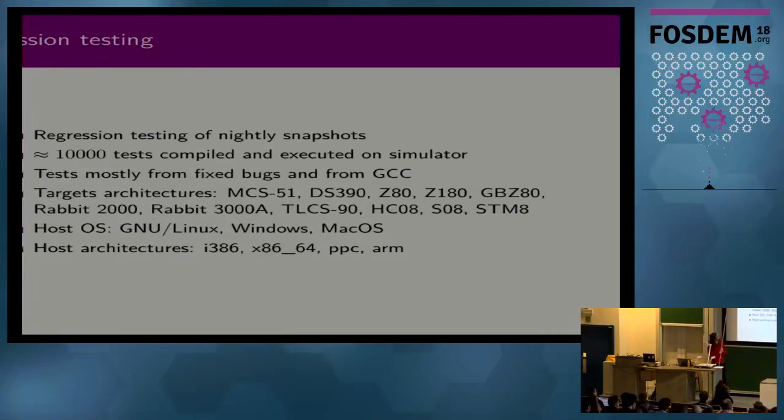Now, SDCC does regression testing on 90 snapshots on various host architectures and on target architectures. It's about 10,000 tests. Many of them are from fixed bugs. Someone introduced these features, and a lot of them have been taken from the GCC regression tests.